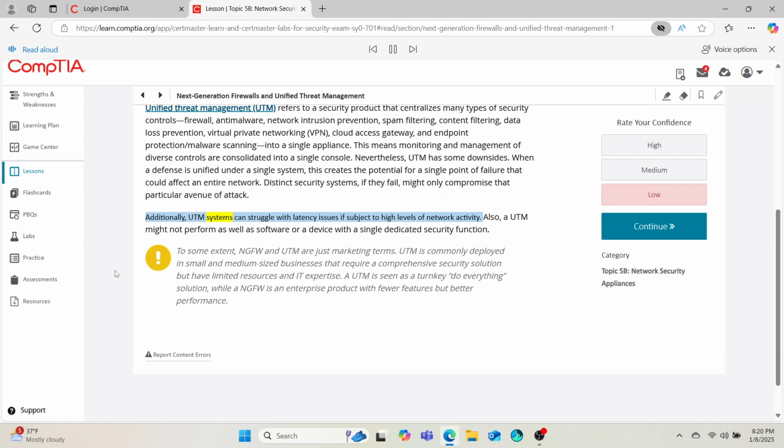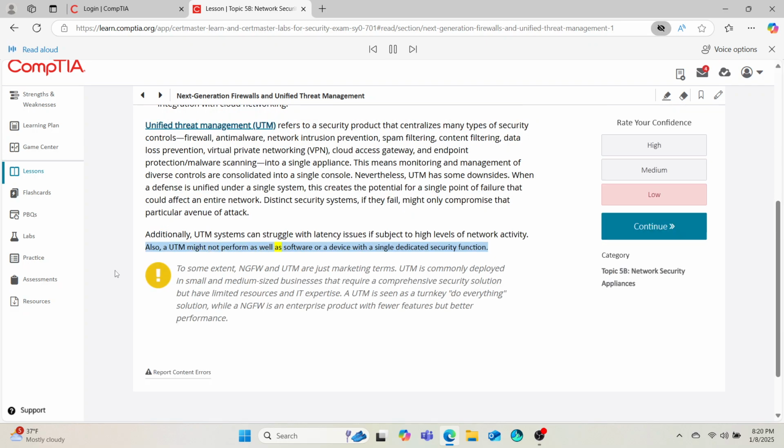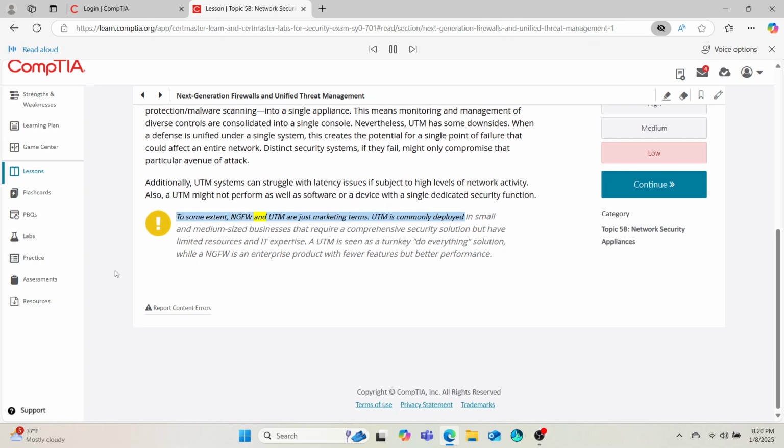Additionally, UTM systems can struggle with latency issues if subject to high levels of network activity. Also, a UTM might not perform as well as software or a device with a single dedicated security function. To some extent, NGFW and UTM are just marketing terms.